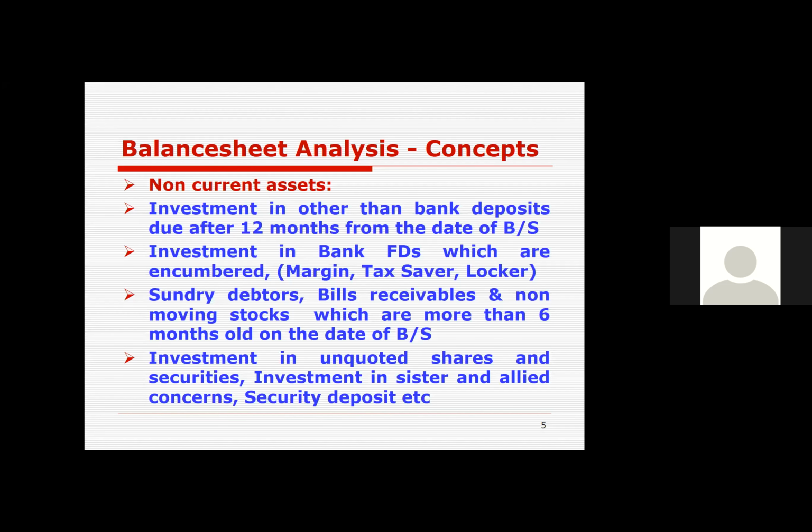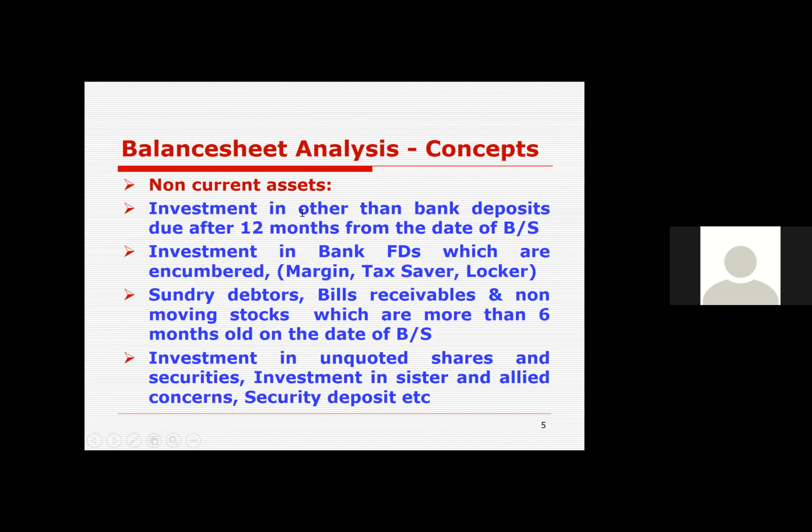So I will tell you again, bank deposits, irrespective of the period of the deposit, unless otherwise it is mentioned they are encumbered, will be brought under current assets only. Why, you tell me? Even though the bank deposit is 10 years, at any time the firm can encash it. Okay, before maturity closure is possible. That is why all bank deposits, unless they are encumbered, will be brought under current assets only. So now we are discussing non-current assets.